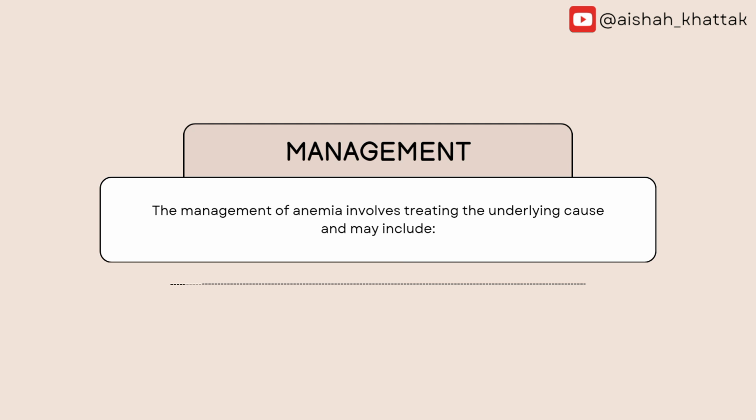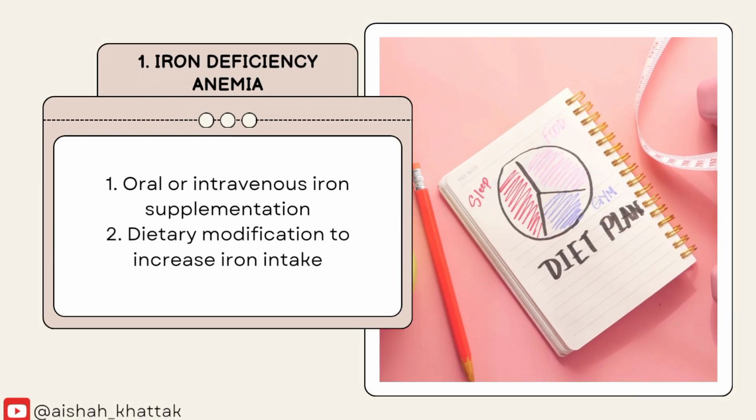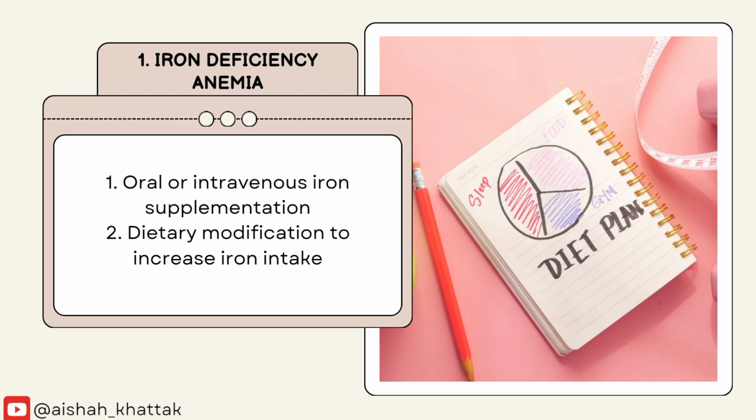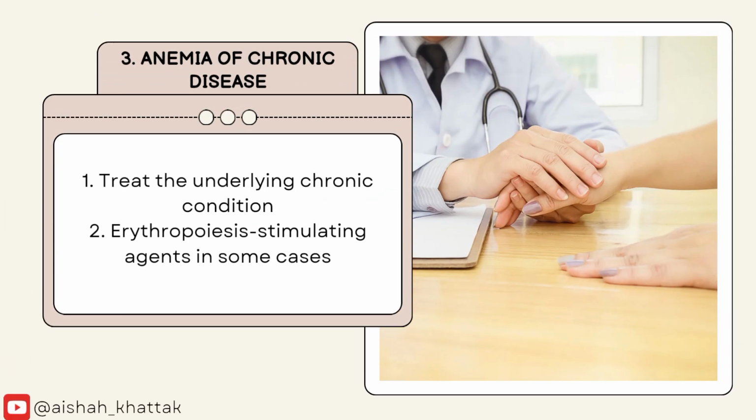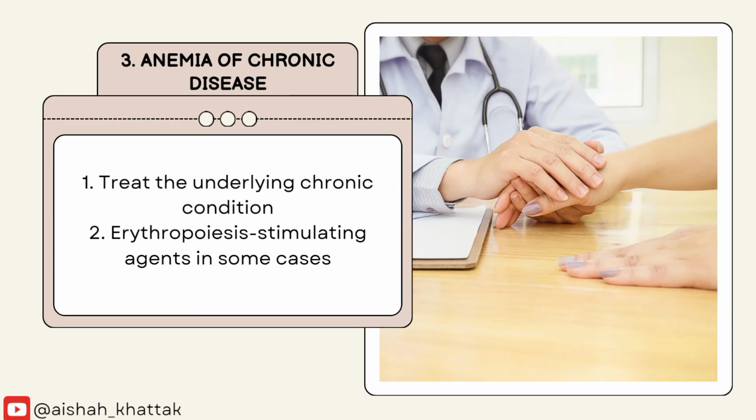The management of anemia involves treating the underlying cause and may include, for iron deficiency anemia, oral or intravenous iron supplementation, and dietary modification to increase iron intake. For vitamin B12 or folate deficiency, vitamin B12 or folic acid supplements, and dietary changes to include more B12 or folate-rich foods. For anemia of chronic disease, treat the underlying chronic condition and erythropoiesis-stimulating agents in some cases.